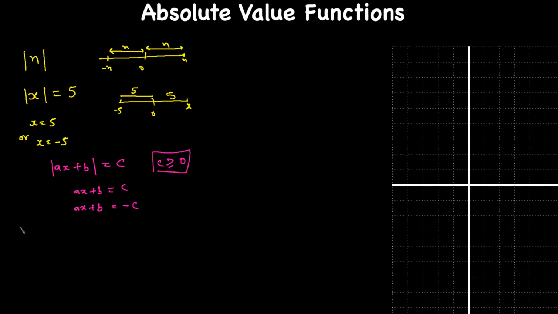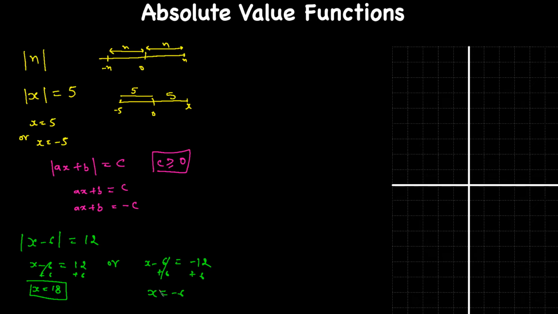Let's say I got an example. They said solve the absolute value of x minus 6 is equal to 12. So we are going to find the value of x that will validate this equation. According to the rule, x minus 6 is equal to 12, or x minus 6 is equal to negative 12. So let's solve this. I'm going to add 6 on both sides over here. This gives me x is equal to 18. And let's add 6 here, this cancels out, this cancels out. This gives me x is equal to negative 6. So either x is equal to 18 or x is equal to negative 6.